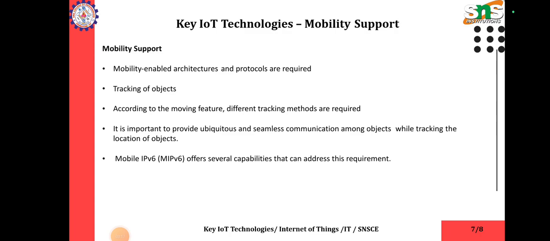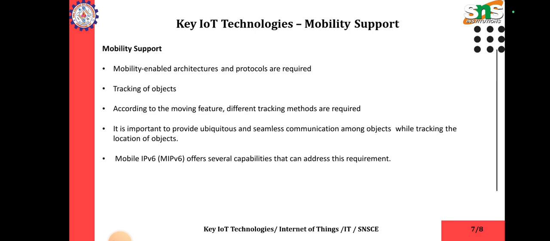Finally, it is mobility support. Mobility-enabled architecture and protocols are required in these cases. It is mainly used for tracking of objects. Many objects are tracked using this mobility. According to the moving features, different tracking mechanisms are required here. It is important to provide ubiquitous and seamless communication among these objects while tracking the location of the objects.